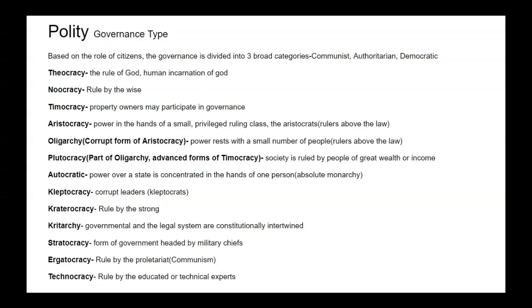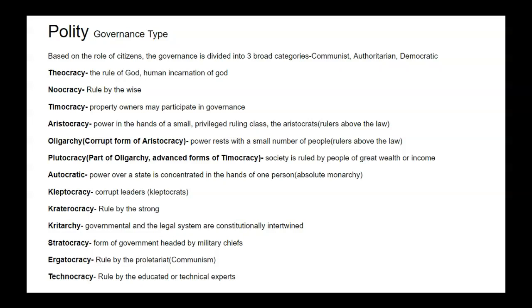Then plutocracy. Plutocracy is part of oligarchy, and it is an advanced form of it. In this form, society is ruled by people of great wealth or income. Then next is autocracy. In autocracy, power over a state is concentrated in the hands of one person, or an absolute monarchy. Then kleptocracy. In kleptocracy, the power was controlled by corrupt leaders, or kleptocrats.